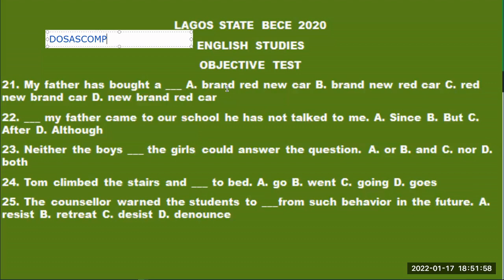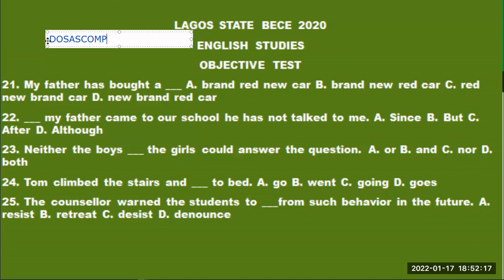Something is good or bad is an opinion. So adjectives that describe qualities are known as opinion adjectives. Now, red is a color, an adjective of color. New is an adjective of age. And car, of course, is the noun being modified.